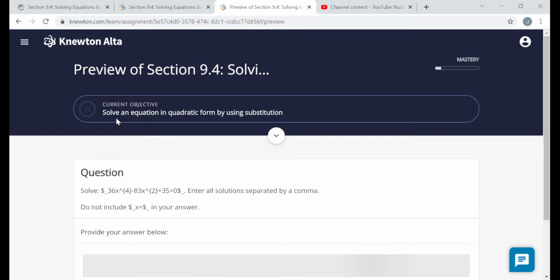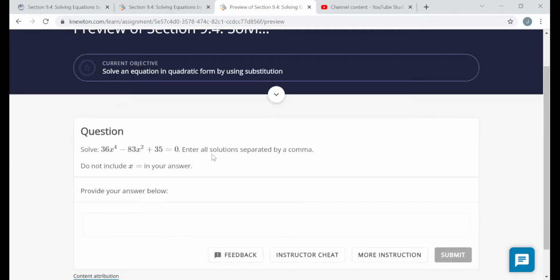Now we're in the other objective, solve an equation in quadratic form by using substitution. So it's the same thing. It really is the same concept. Alright, so here, solve this equation, enter all solutions separated by a comma. Do not include x equals in your answer. Right? So I'm going to write this equation out and show you what substitution will I make to change it into a quadratic equation. Then I'll solve the quadratic equation and then substitute back and solve for the original variable.